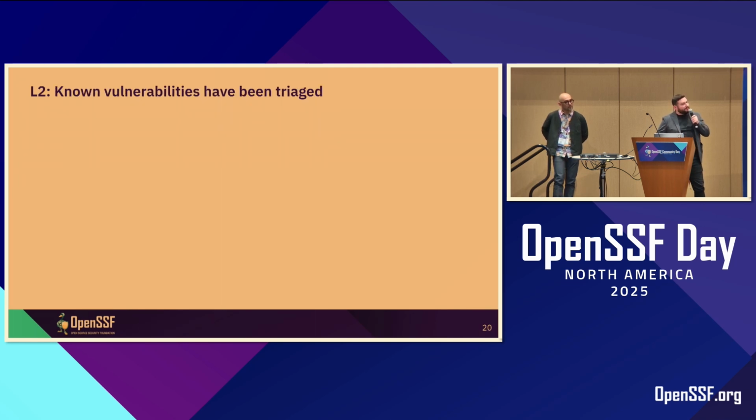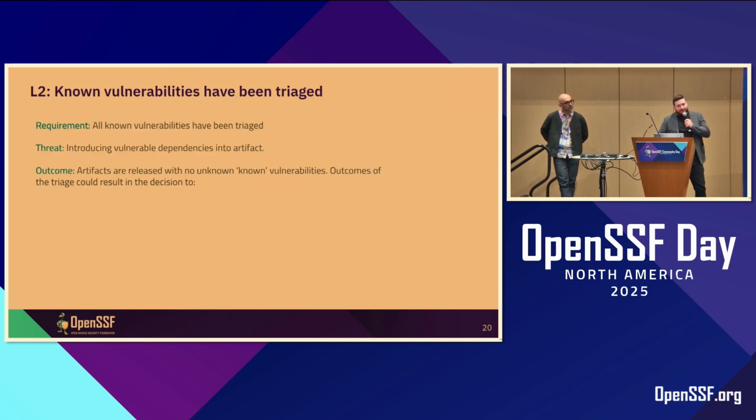Now, once you have good visibility of your dependencies, you can start to examine those dependencies and scrutinize them within your SDLC. And this level is all about ensuring that you understand the exposure or the risk of the dependencies you are shipping with your artifact.